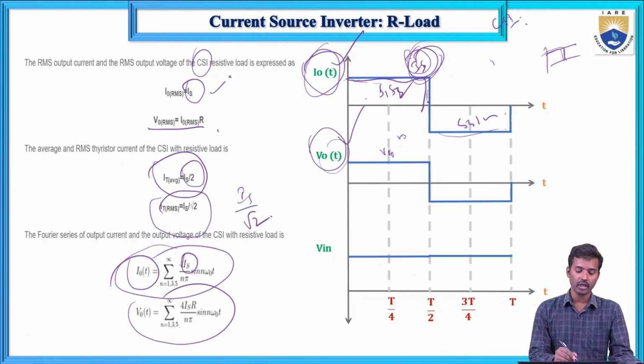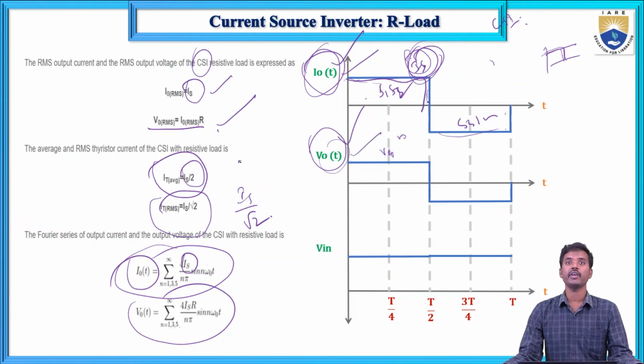So now the RMS value of output current and output voltage, the thyristor average current is IS by 2, and the thyristor RMS current is IS by root 2. This is the Fourier series equation for current and voltage.